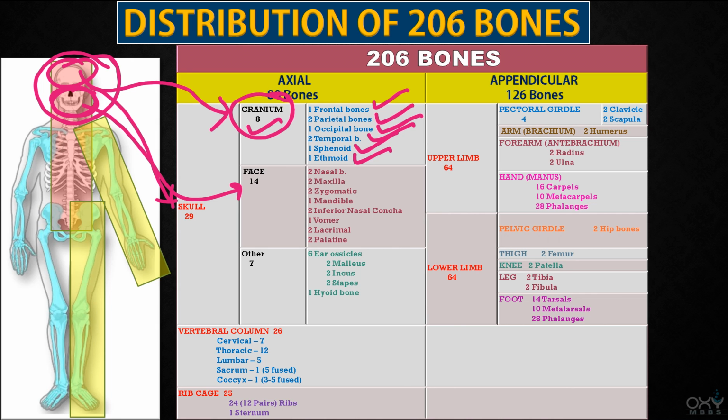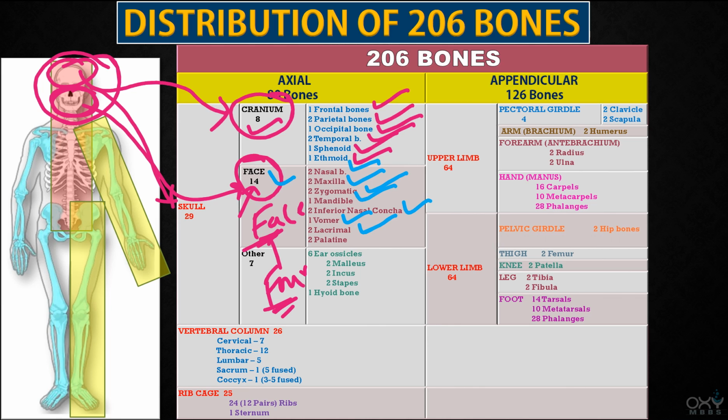bone. And our face contains how many bones? 14 bones. F in face means 14. Okay, so face includes 14 bones. And what are these 14 bones? 2 nasal bones, 2 maxilla, 2 zygomatic, 1 mandible, 2 inferior nasal concha, 1 vomer bone, 2 lacrimal bones and 2 palatine bones. And there are 7 bones which are associated with the skull.